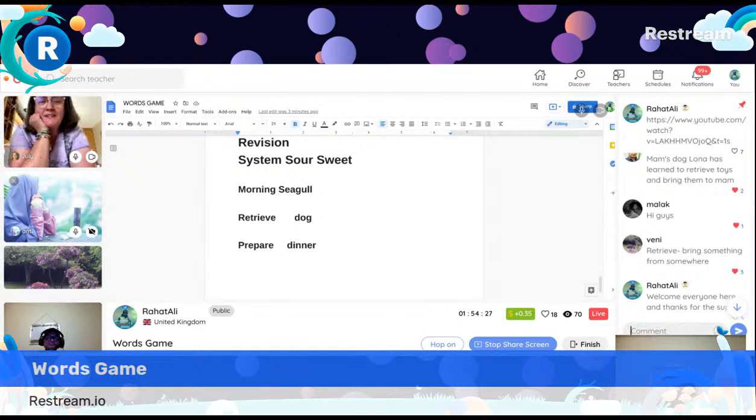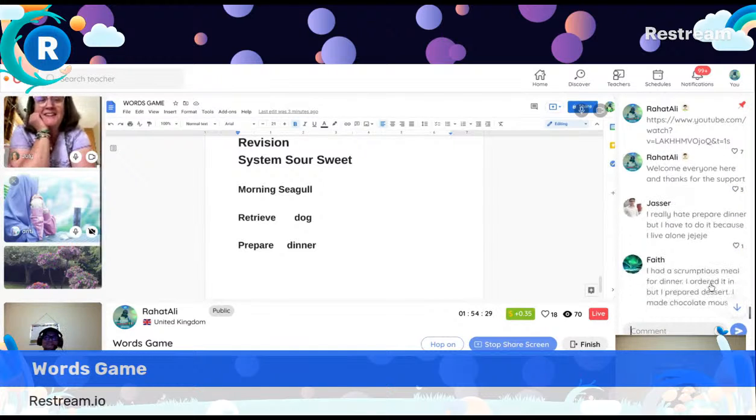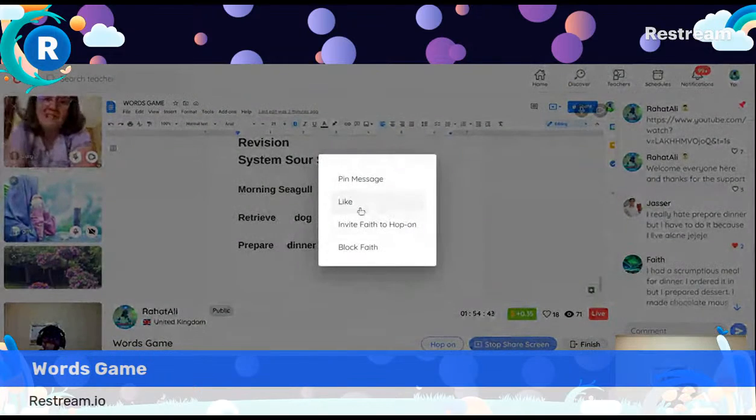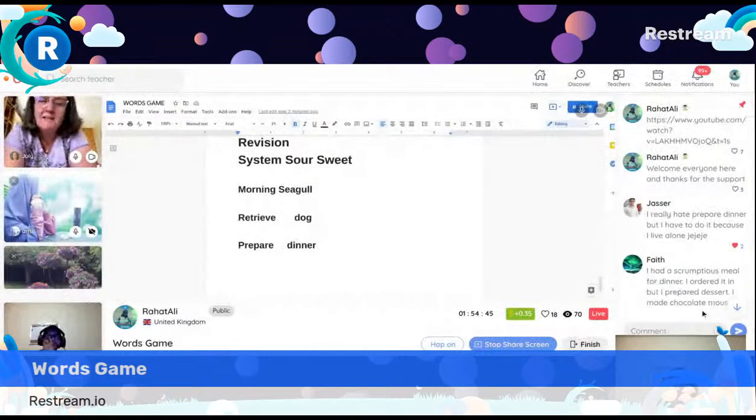Okay. Sounds good. Faith prepared a chocolate mousse. I had a scrumptious meal for dinner. I ordered it in, but I prepared dessert. I made chocolate mousse. That sounds wonderful, Faith. And Joshua says I really hate to prepare dinner, but I have to do it because I live alone. I'm laughing.